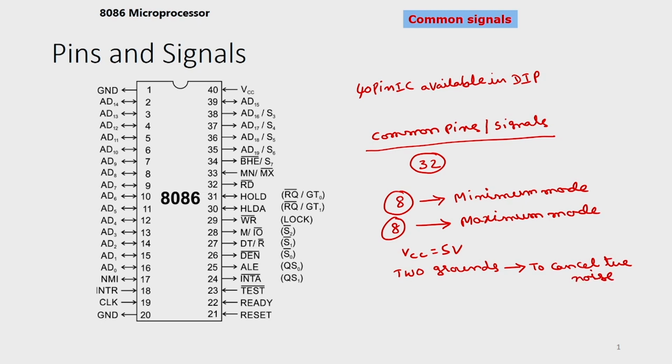The remaining are, we know that microprocessor 8086 has 20 address lines and 16 data lines. The lower order 16 address lines are multiplexed with 16 data lines, and that will be available as AD15 to AD0. This is called the multiplexed address data bus.